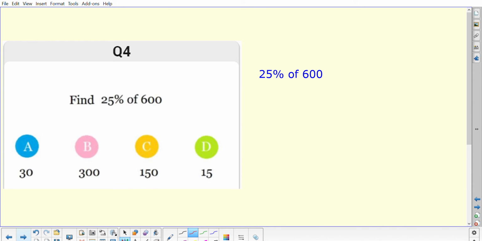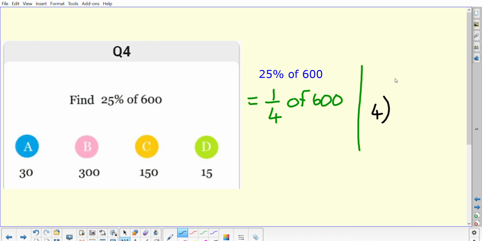Question 4 was back to being 25% of something, and 25% is the same thing as a quarter. So you are doing a quarter of 600. So that should be looking for you to do 4 into. When you're quartering something, it's dividing by 4. So we're doing 4 into 600.